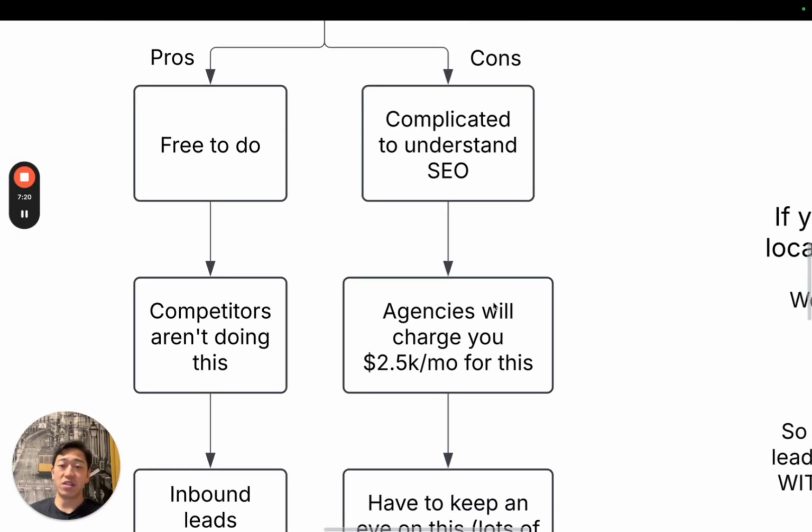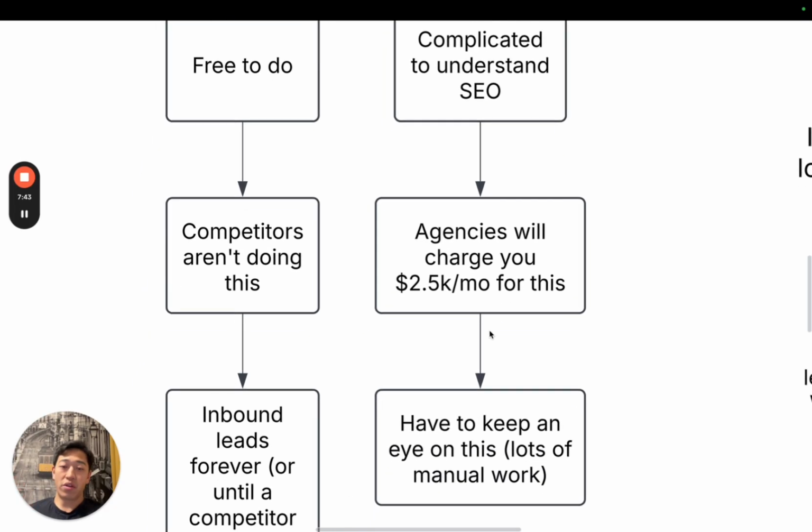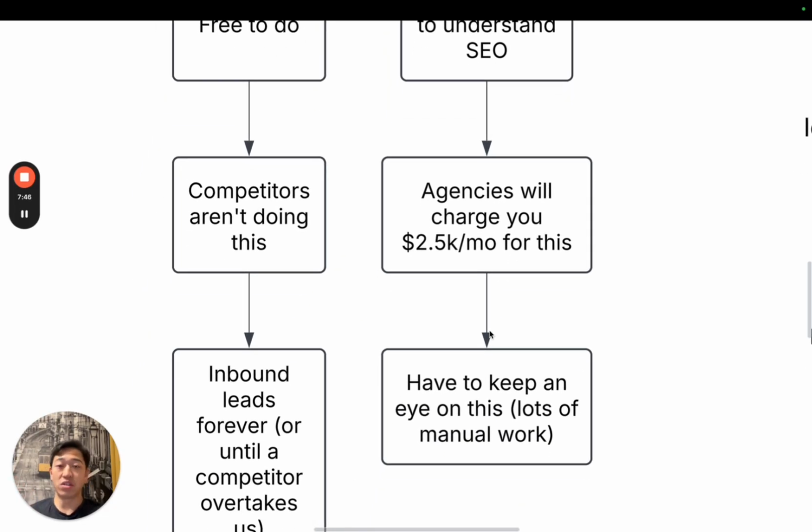But the con of this is it's definitely complicated to understand all the nuances of SEO. And that's why agencies will approach you and have you pay 2.5K a month for all of this. However, you can do this all for free. I could show you later how you can do this all for free. Another thing is you do have to keep an eye on this, so it's a lot of manual work. That's why these agencies will charge you 2.5K a month for a one-year contract, because it's a lot of work to just see what ranking you are. How do I modify the pages? How do I build backlinks? It's all very complicated, but you could do this all yourself if you wanted to.